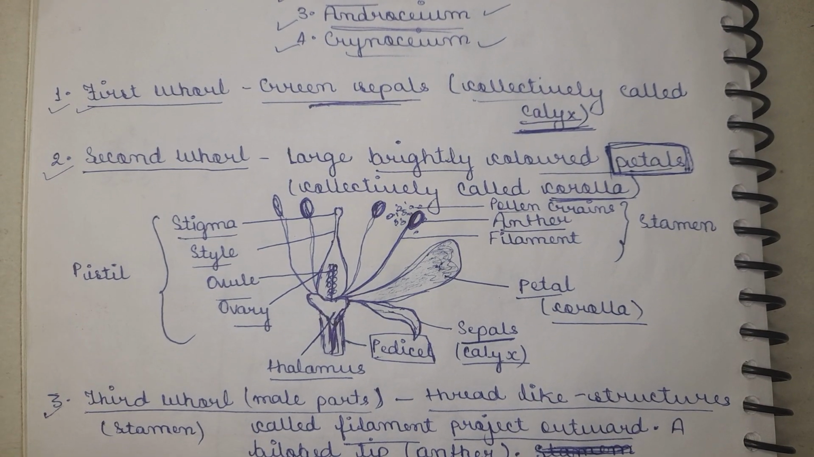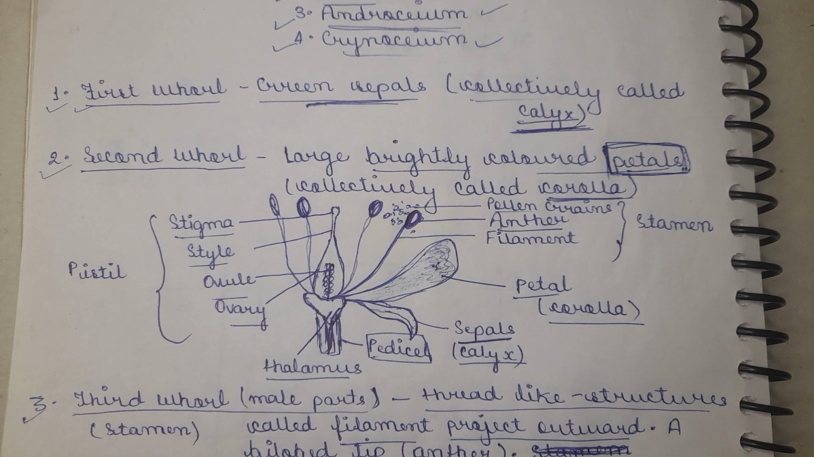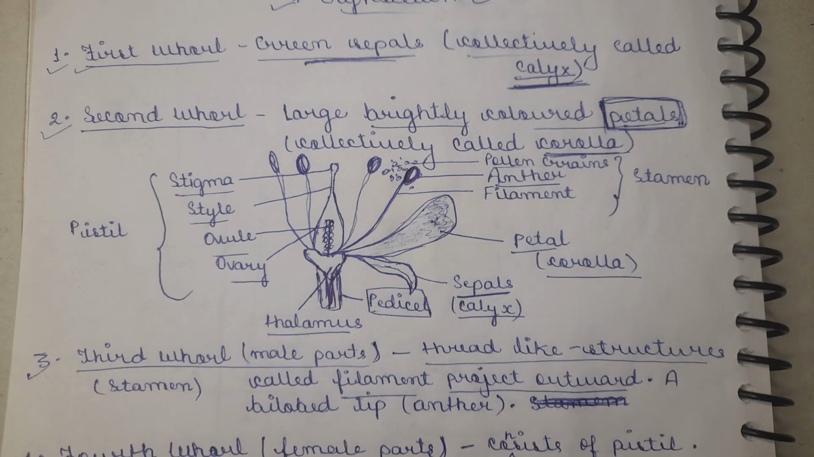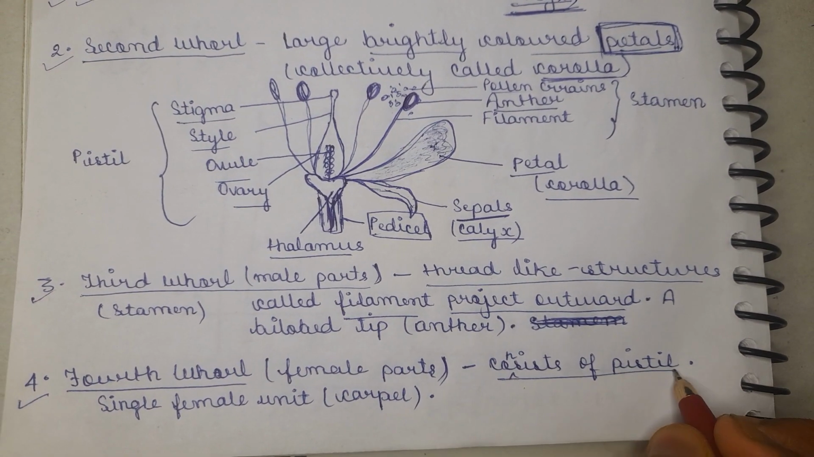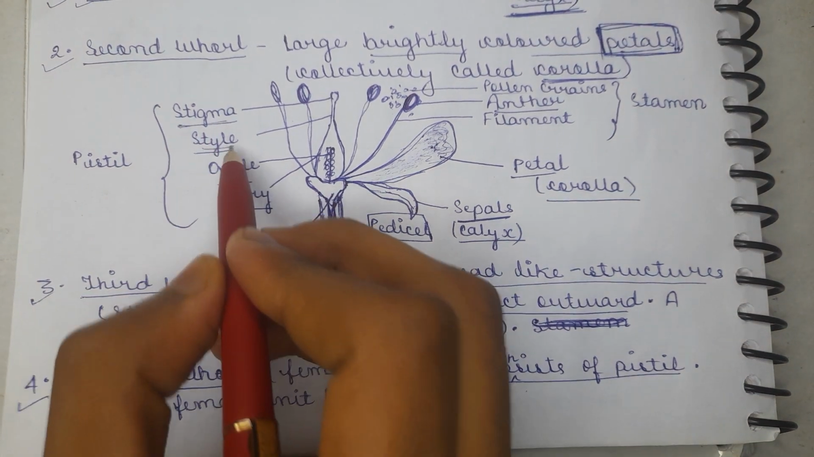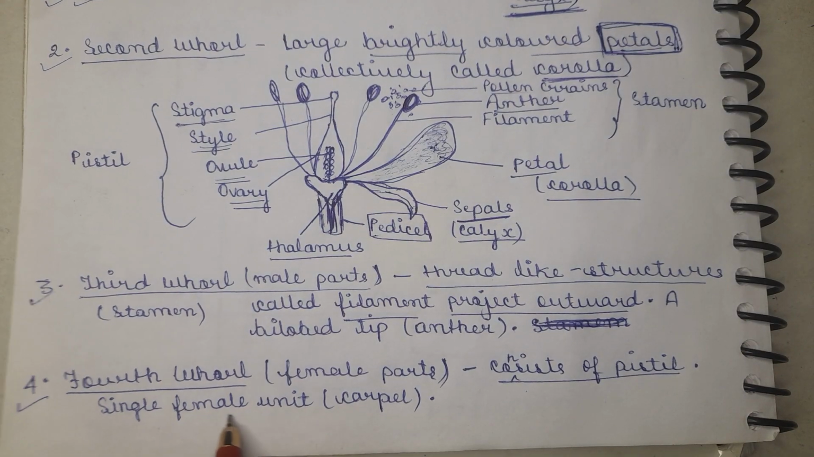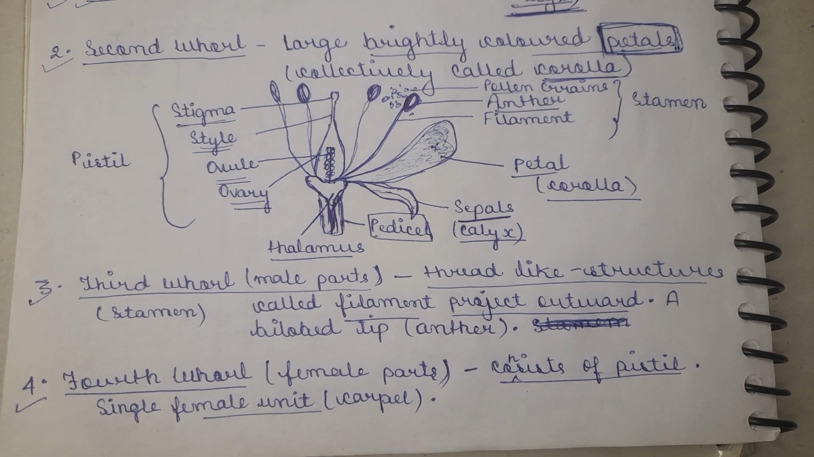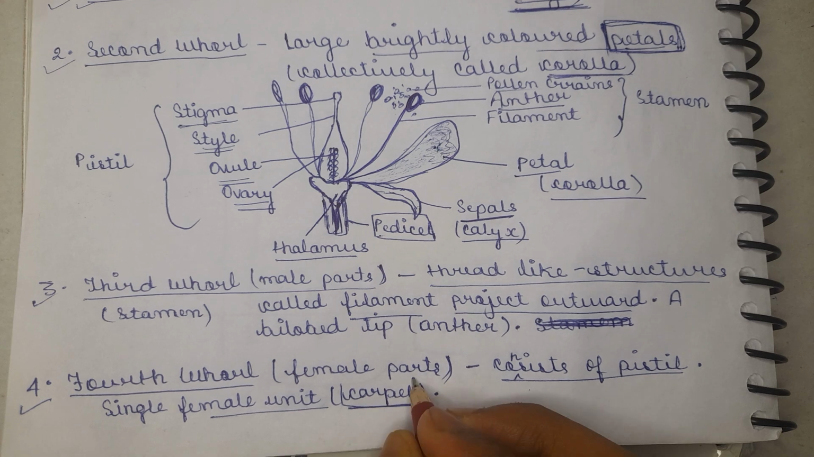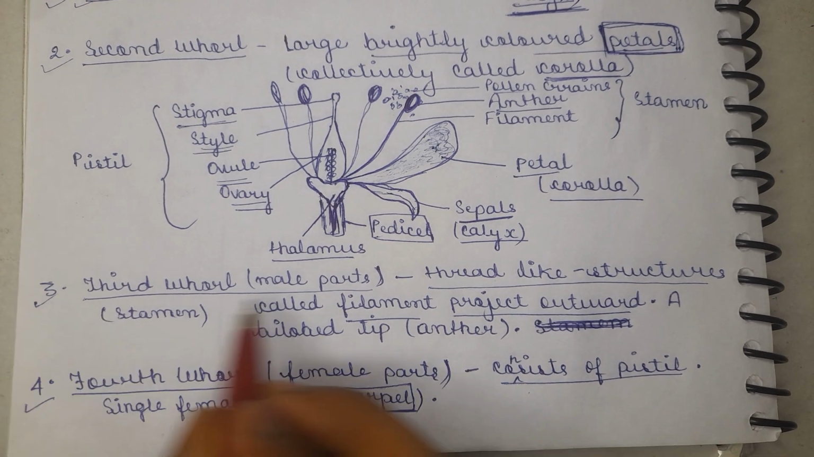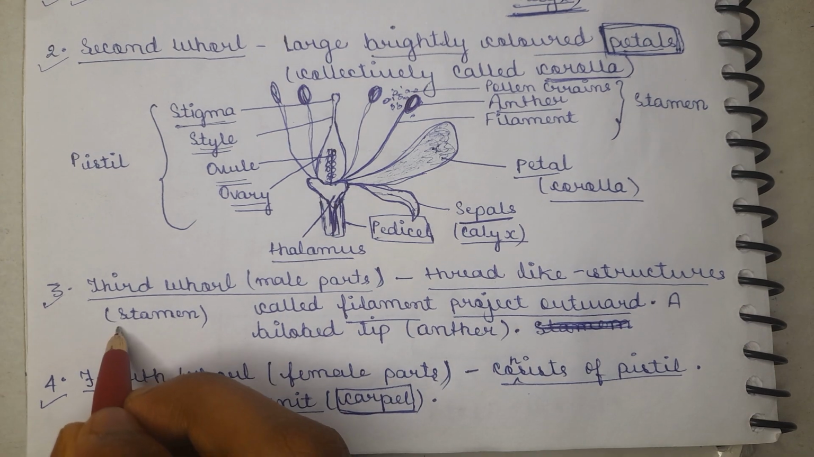Now we will talk about the fourth whorl, or we can say the last part of the flower, called the female part. This female part consists of pistils, and pistils consist of stigma, style, ovule and ovary. Now the single female unit of this fourth whorl is called a carpel. The whole male part is composed of stamens.